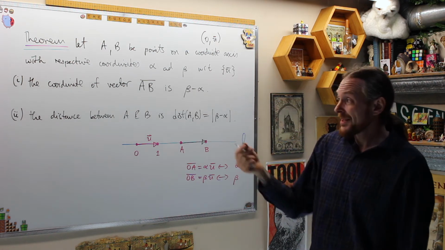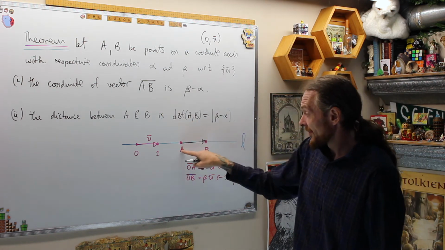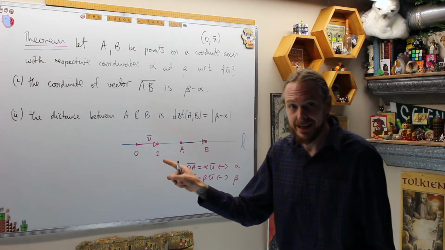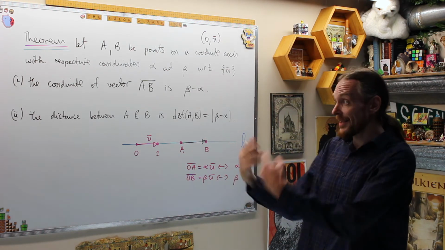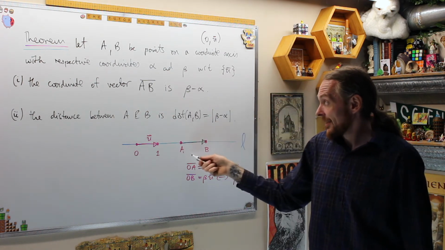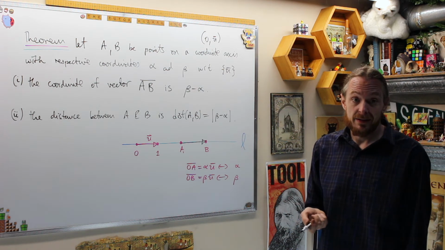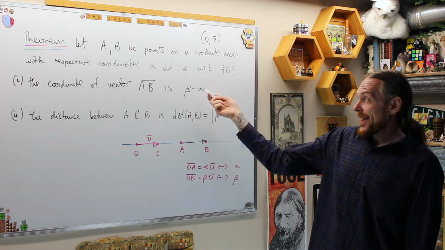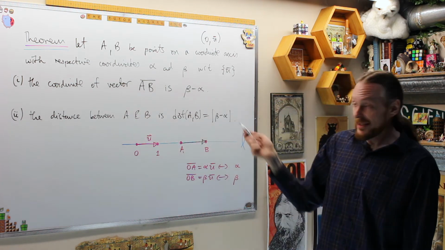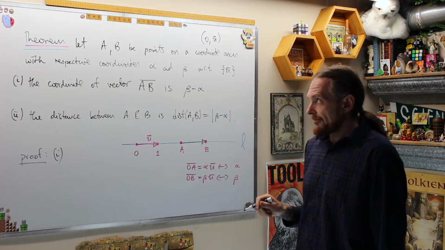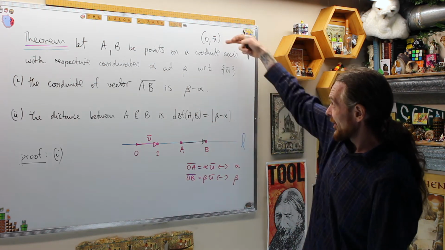And what we want to know is, what is the coordinate of this vector AB? And everyone always wants it to be A minus B, but it is B minus A, or beta minus alpha. So why is that? The coordinate of the vector AB, this guy, is beta minus alpha, not alpha minus beta. And moreover, once we have that, the distance between A and B is going to be the absolute value of beta minus alpha. Proof. What we're going to do is, everyone forgets, but U is our basis.